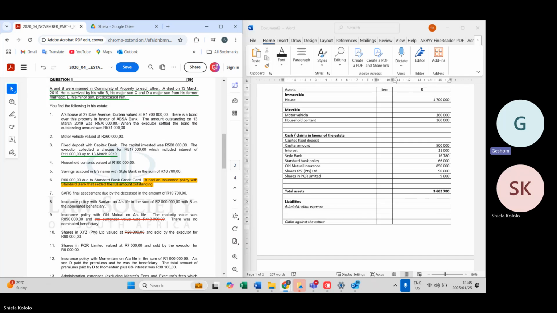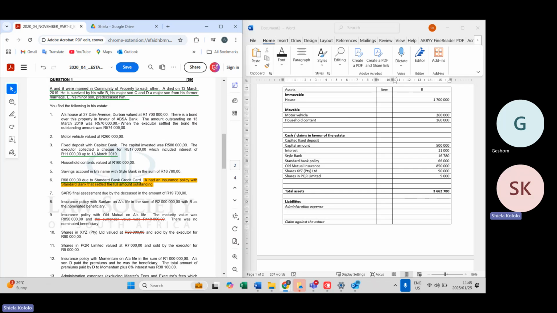His house at 27 Dale Avenue, Durban, valued at 1,700,000. There is a bond over this property in favor of Absa Bank. The amount outstanding on the 13th of March was 570,000. Then the executor settled the bond. Outstanding amount was 574,000. Okay, 570.